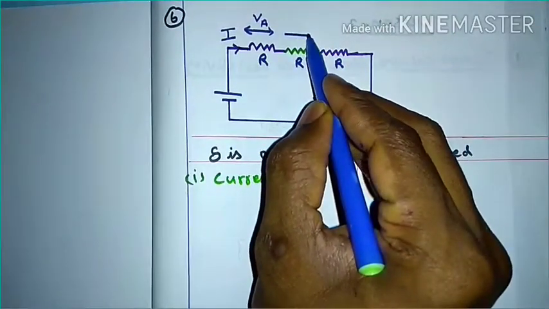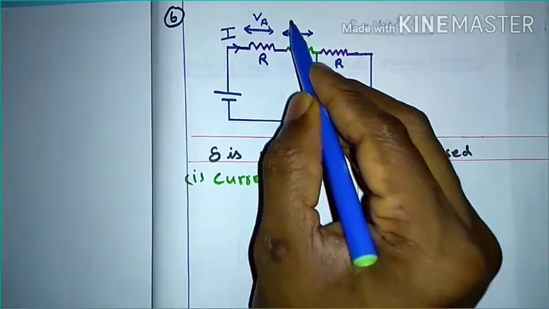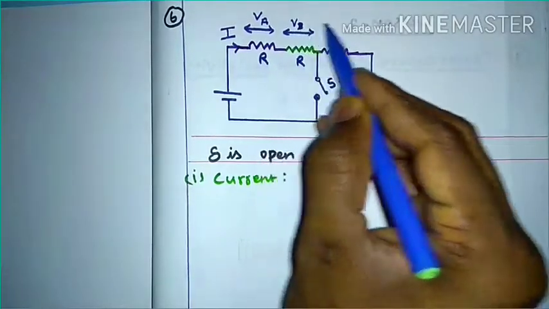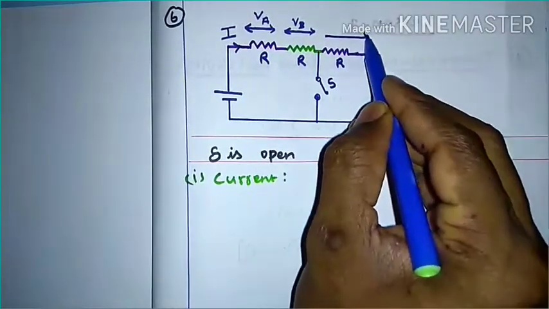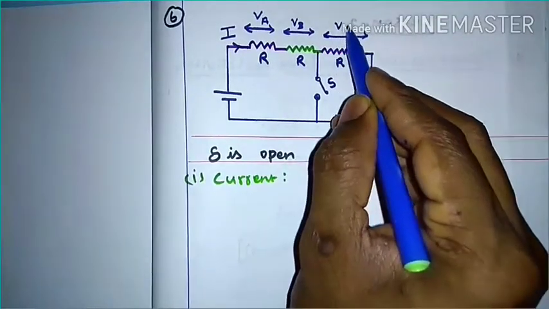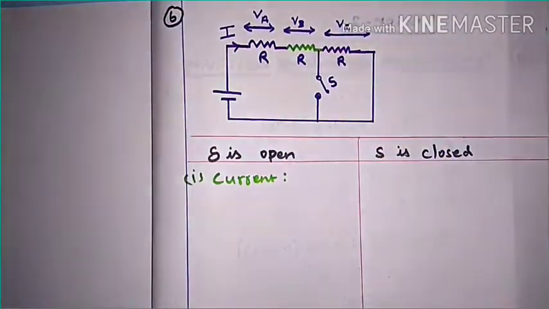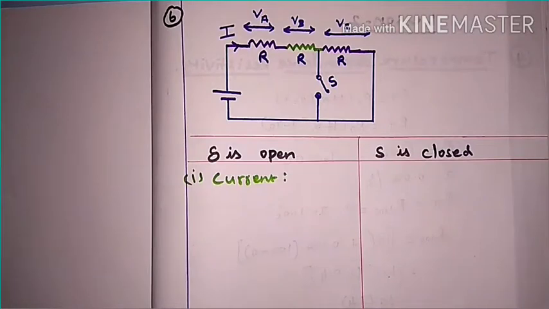So the potential across the first resistor is VA. Second resistor is VB. Third resistor is VC. If potential changes, the power also changes. So we are going to find three quantities: first current, second potential, third power.